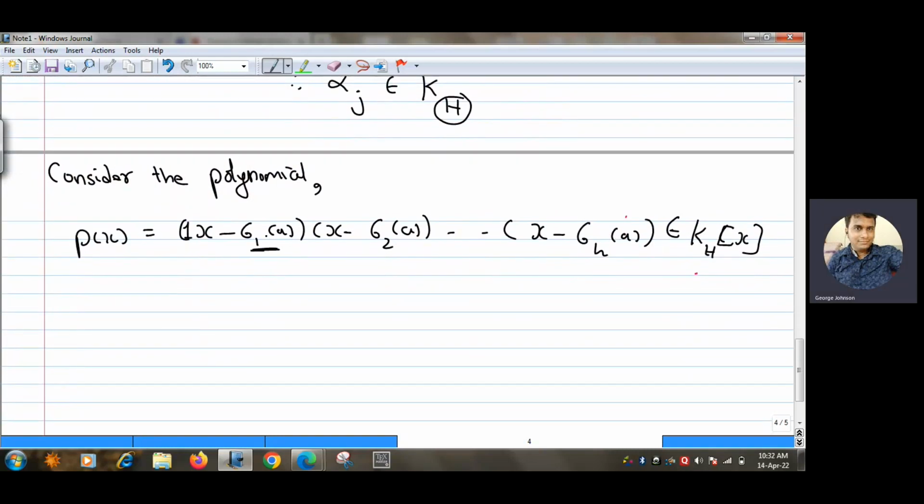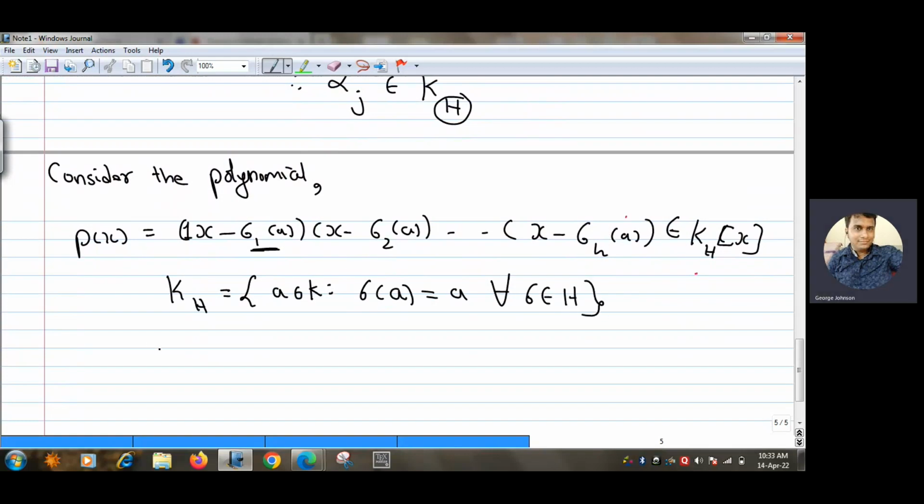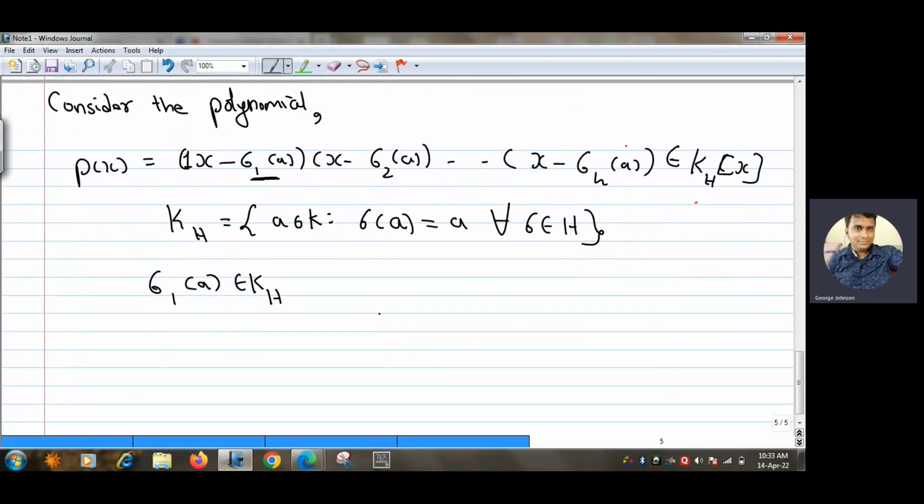See, K^H is every element which is fixed by H. What is the definition of K^H? K^H is all those elements of K which are fixed by every element of H. That is, sigma A is nothing but A for every sigma belongs to H. Now let us prove that this sigma 1 of A is in K^H. In order to prove that sigma 1 of A is in K^H, what do I have to prove? That if I start with any element of H, it must fix this sigma 1 A.